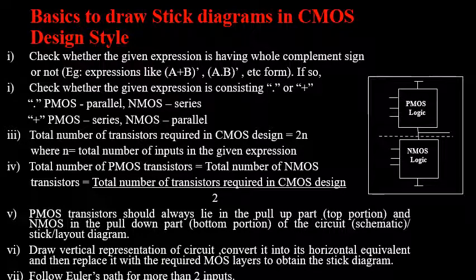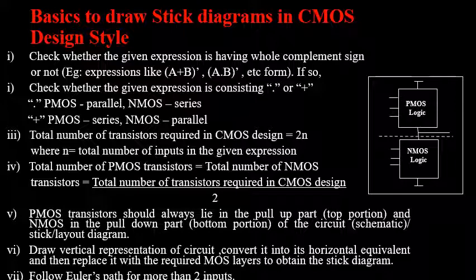Now, what if I have an expression asked with more than 2 inputs? Here you can see the 2 expressions which I have taken as examples represent only 2 inputs. It is not mandatory that all circuits or logics should be reserved for only 2 inputs. It can be any number of inputs. If I ask you a plus b plus c the whole complement or a dot b dot c the whole complement, the number of inputs has exceeded 2. Whenever you find that the number of inputs exceeds 2, then you are going to follow Euler's path or Euler's diagram.